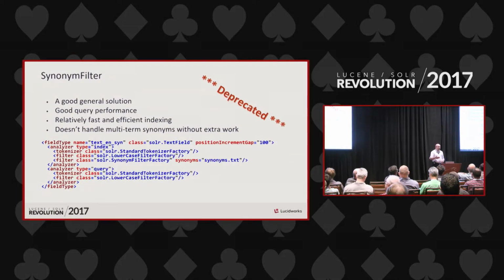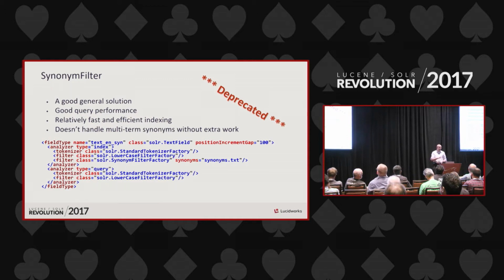So you have your synonyms. You've produced your synonyms text, and now you want to configure Solr to use that. Up until about Solr 6.4.1, your only option really was the synonym filter. It's a good general solution. It works great for single word synonyms. It's fast, and it's fairly efficient on indexing. It doesn't handle multi-term synonyms really well, though. There are some workarounds you can do that we'll talk about later to get multi-word synonyms with the synonym filter, but it's not going to work out of the box.